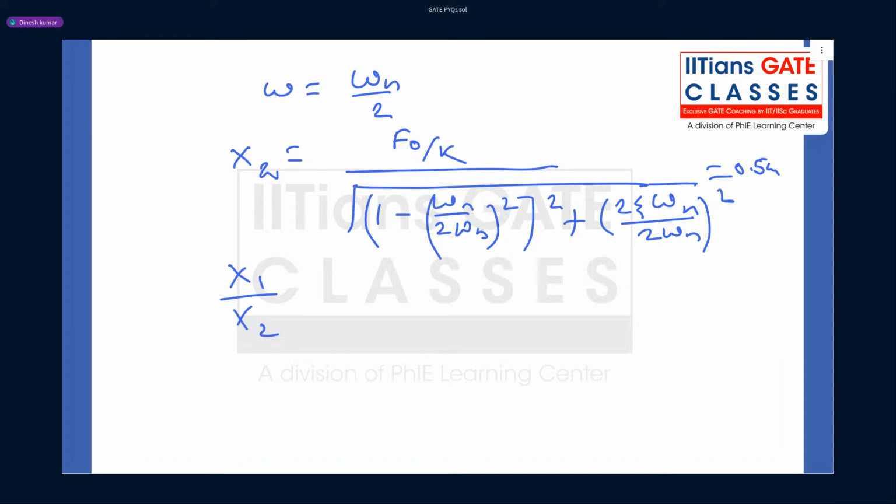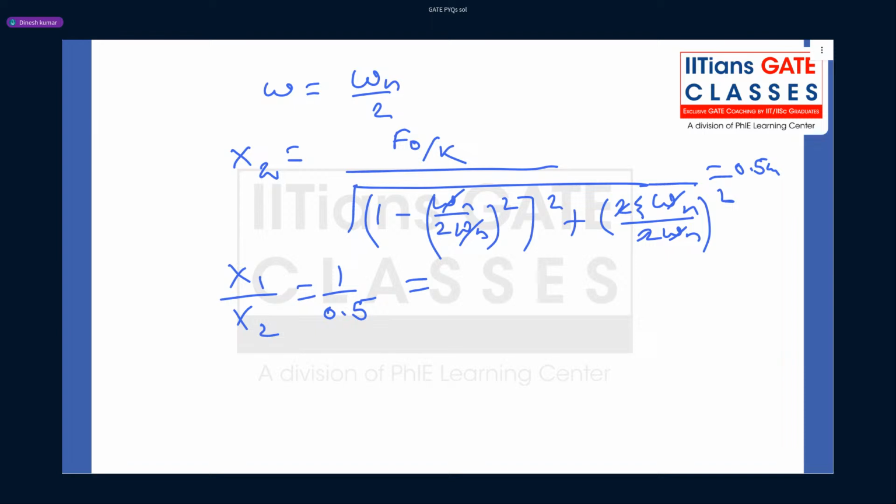What do you get from here? You get it as 1 by 0.5. Okay, and this is equal to what? If you substitute, this will get cancelled, and again this will get cancelled, 2 gets cancelled. So what do you get? You get 1 by 4.